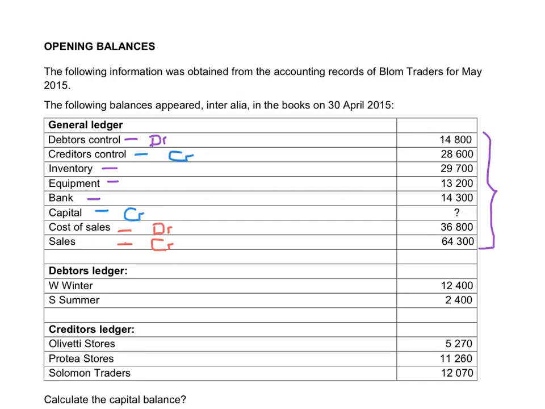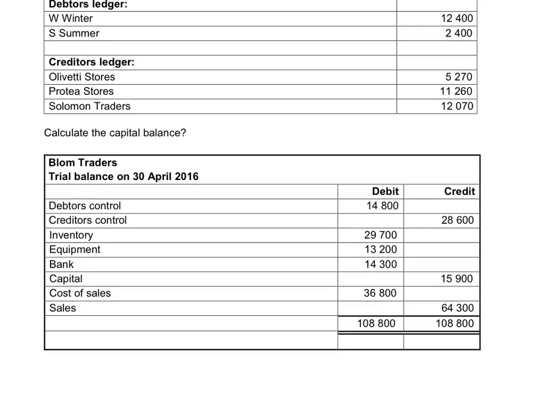Now, if we look at these balances, we see that they did not give us the capital balance. Therefore, we have to calculate the capital balance. And to complete a trial balance is the easiest way of calculating the capital balance.